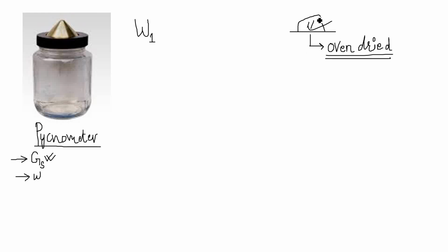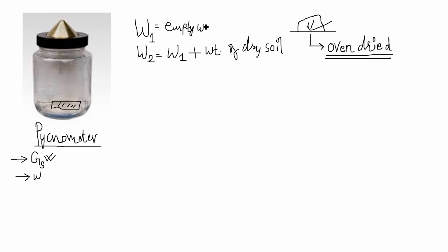So we shall put this soil into this pycnometer and measure the weight of the soil and the empty pycnometer together and mark the weight as W2. So W2 is the empty weight of the pycnometer plus the weight of the dry soil. Okay, so W1 is the empty weight of the pycnometer.